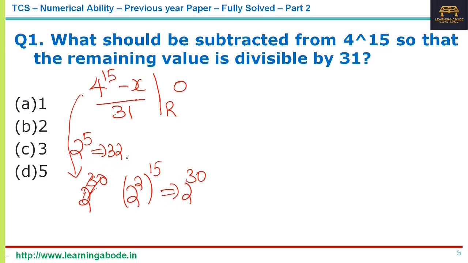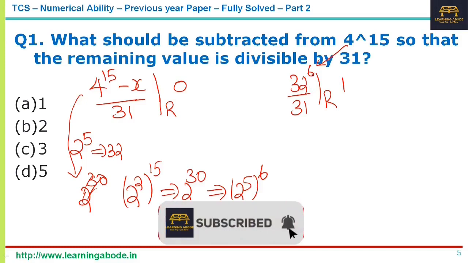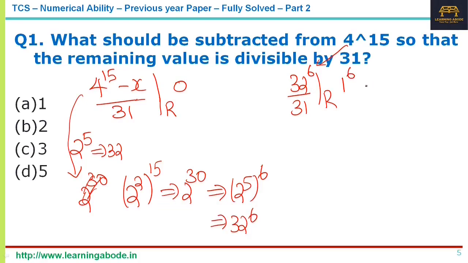Okay, so we know 2 power 5 is 32, which means I can write 2 power 5 whole power 6. So 2 power 5 we know it is 32, so I can write it as 32 power 6. Now 32 by 31, the remainder we know is 1. Now what we have here, this 4 power 15 is 32 power 6. Now as per the remainder theorem, whatever power that you take for the numerator, the remainder also gets the same power. So here it doesn't make any difference. The remainder is still the same one.